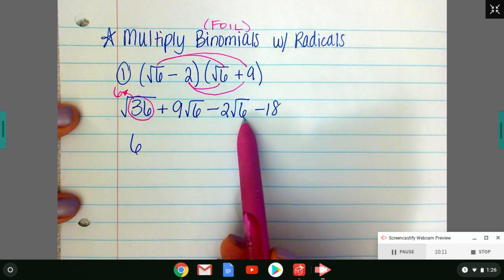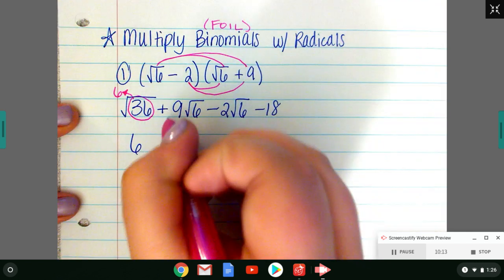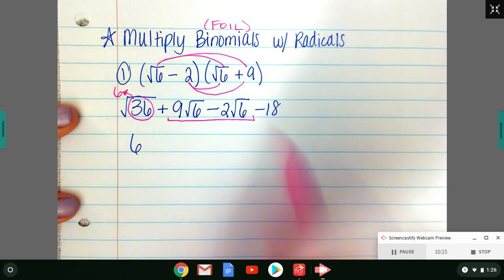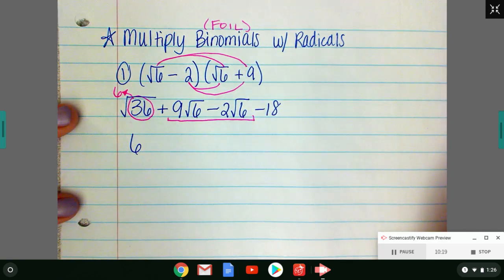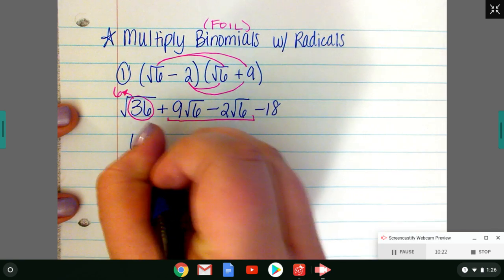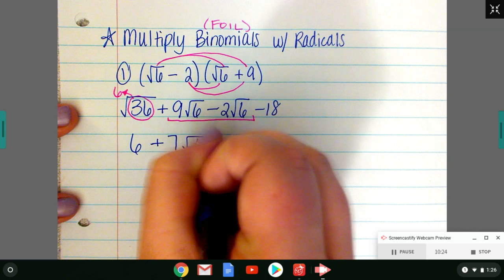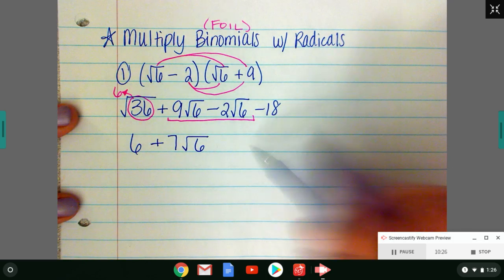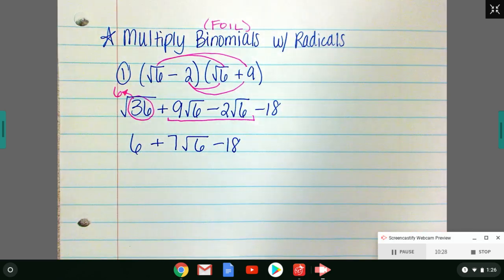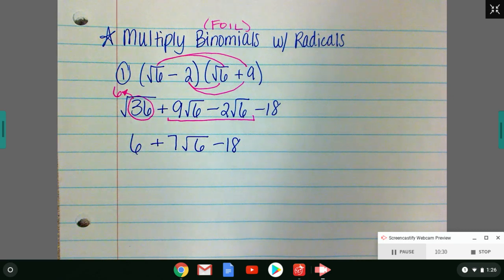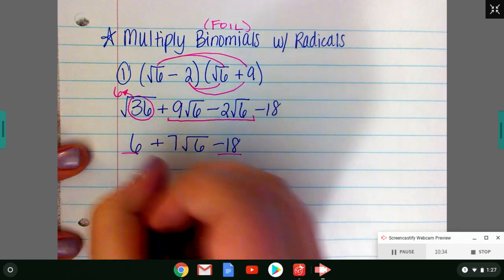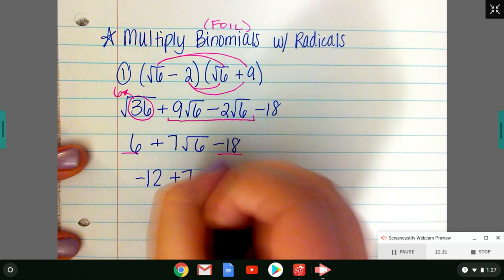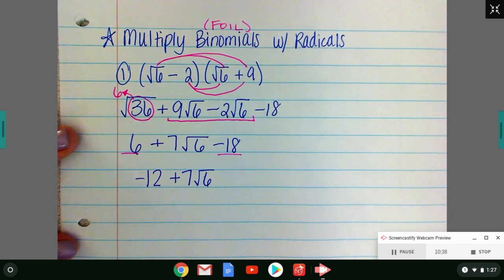Here I noticed both of these have the same radical. So like we learned in the first section in day 1, you can combine those. So we have 9 of these minus 2 of these. That means we have 7 of them. So we have plus 7 of these root 6's. Then I'm just going to drop down my minus 18. One more simplify to do. 6 minus 18 is negative 12. So negative 12 plus 7 root 6.